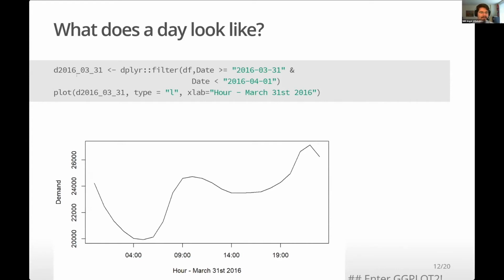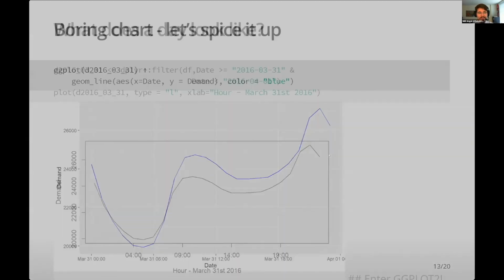Here I use dplyr to filter out a single day, the 31st of March in 2016, early in the data, and then I plotted it with the base R plot function. And you can see it's pretty boring. The chart itself is relatively unexciting. So let's use a better tool.